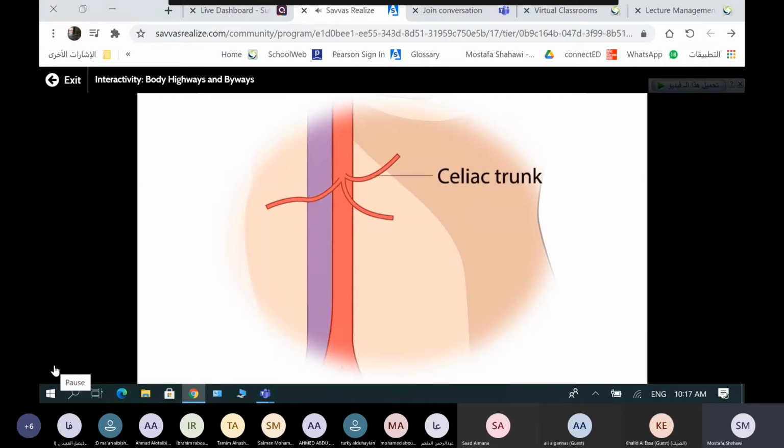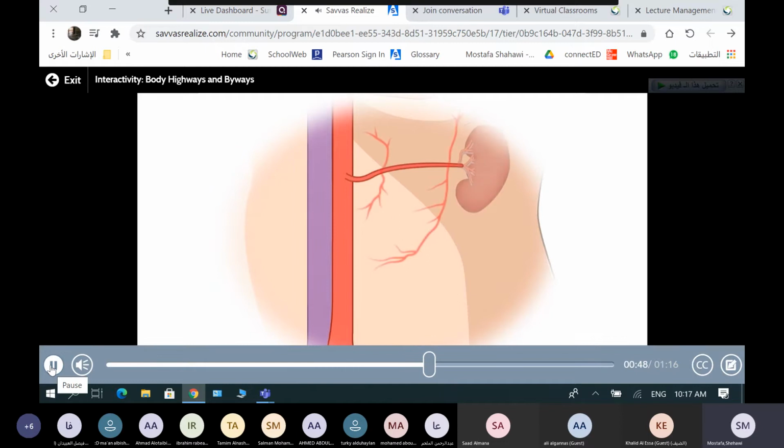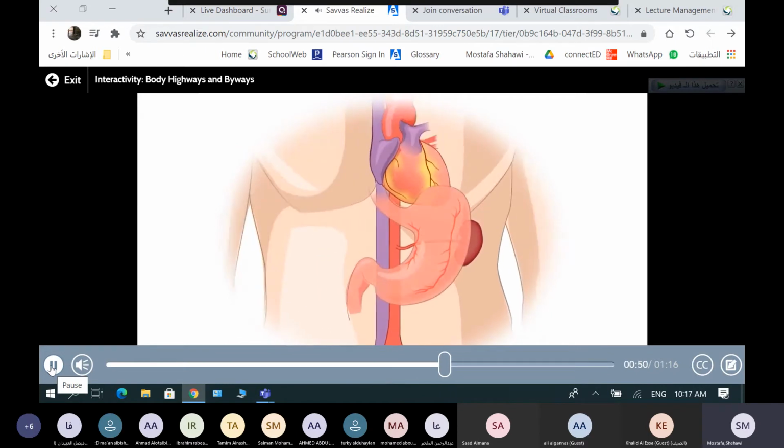Celiac trunk. The celiac trunk is like a busy road off of the highway. The blood must then take another exit to the splenic artery, which brings it to the spleen, pancreas, and stomach.